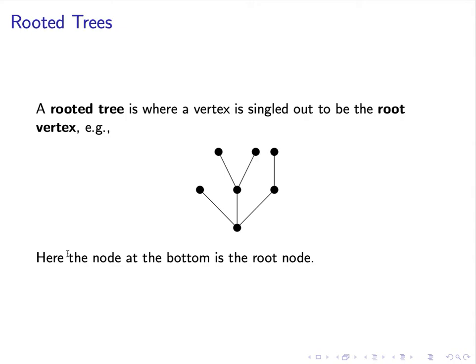And this is one example of a rooted tree. How many nodes have we got here? Just count them up. We've got 7 nodes, and this is a tree because if we look at the previous conditions, all nodes are connected, there are no cycles in this tree, there are 7 nodes and there are 6 edges, etc. So this is a rooted tree, and what we've done here is we've singled out this node at the bottom. Now this is our root node.